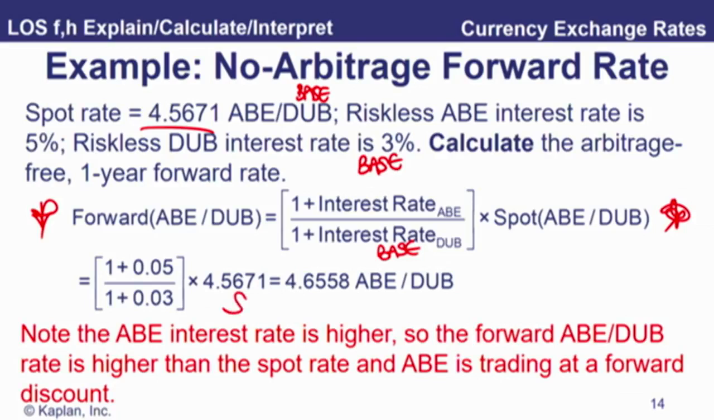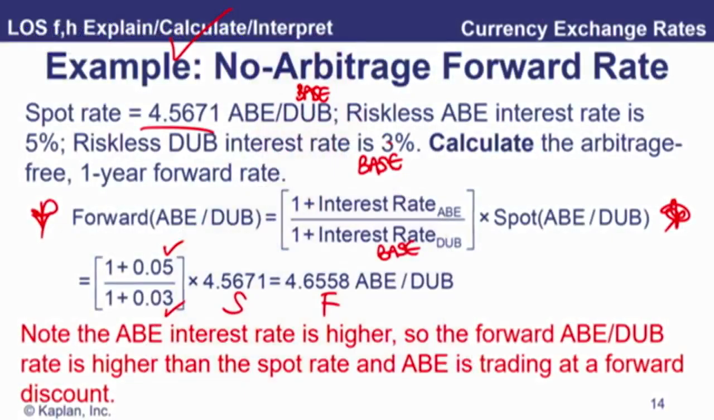Multiply it by (1 plus R) over (1 plus R). On the top, ABE is the price, so 1.05. DUB is the base, the 3%, so 1.03 on the bottom. So 1.05 divided by 1.03 times the spot, we get the forward rate of 4.6558 ABEs to DUBs. That's the calc.